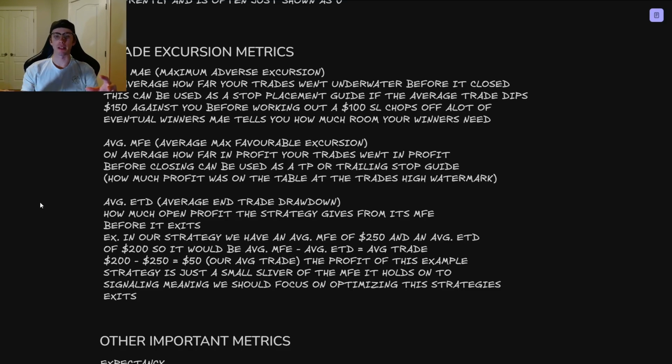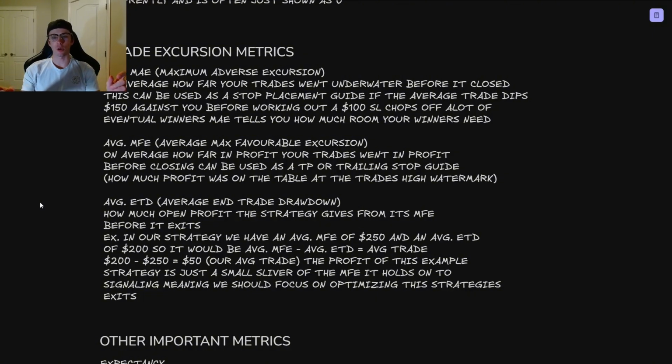Your average MFE is your average maximum favorable excursion. So on average, how far in profit did your trades go up before closing? This can be used as a TP target or a trailing stop guide. So it's how much profit was on the table at the trade's high watermark.